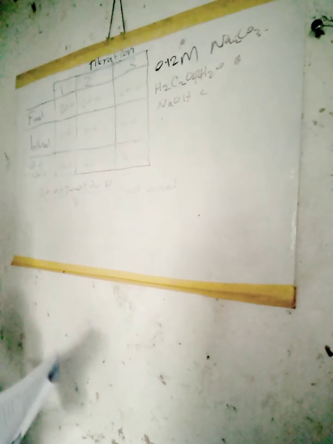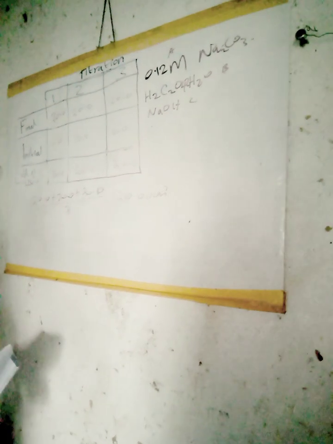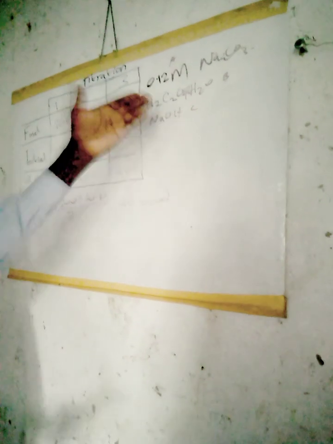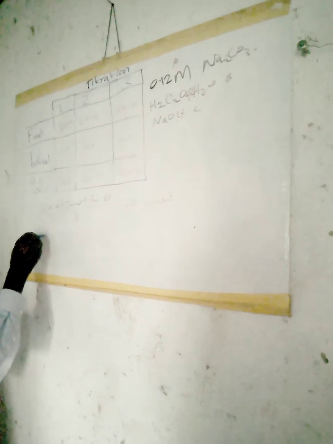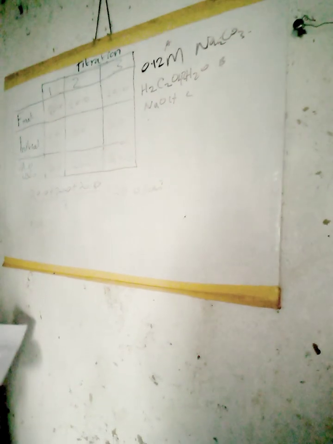Then number 2, determine the number of moles of solution A used. Solution A is sodium carbonate. Sodium carbonate is the one that we are using to standardize this acid, oxalic acid. So you have been given the molarity as 0.12. That is the molarity of solution A, the sodium carbonate.